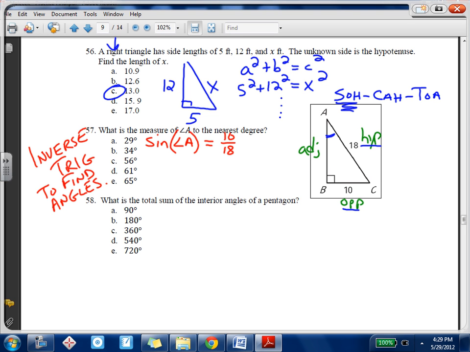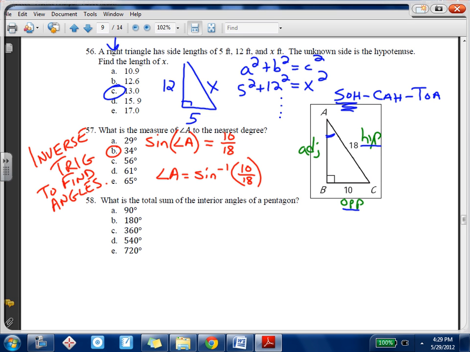So to find that, we say angle A is equal to the inverse sine, so sine to the negative first, and the part that was on the right side of your equation now moves into the parentheses, so 10 over 18. If you type that into a calculator, you will get B, 34 degrees, to the nearest degree. You'll have to round a little bit.